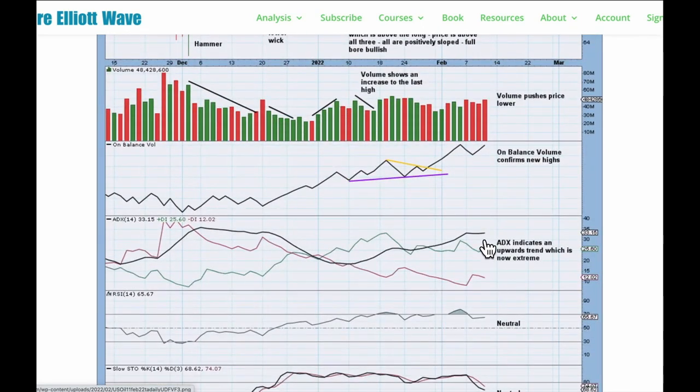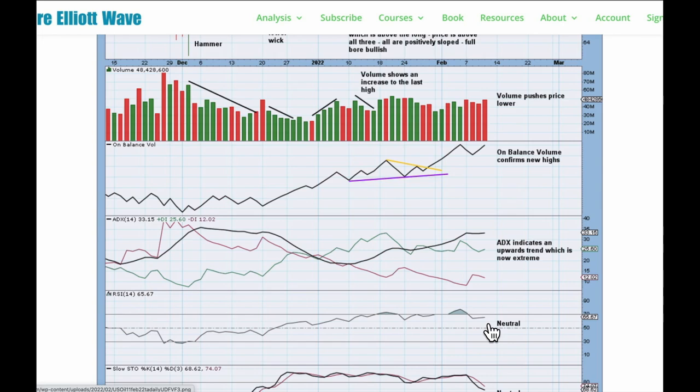At the daily chart level, ADX also indicates an upward trend. It's extreme, but it's not very extreme. It can reach a lot more extreme than this. When it gets above 45 and above both DX lines, then it's considered very extreme, and then we run into an area where we should be using extreme caution and be wary of a potential trend change. That's not the case here yet.